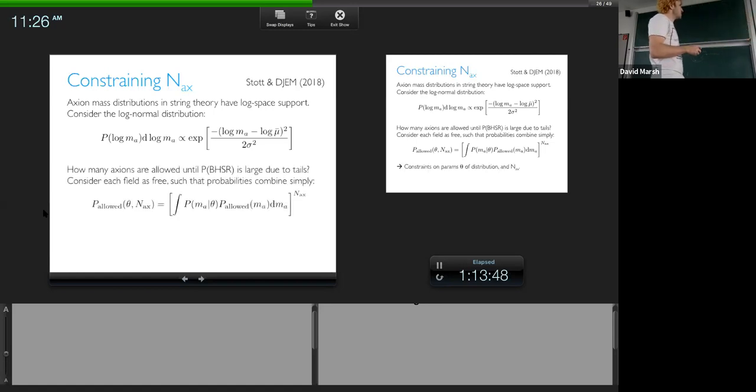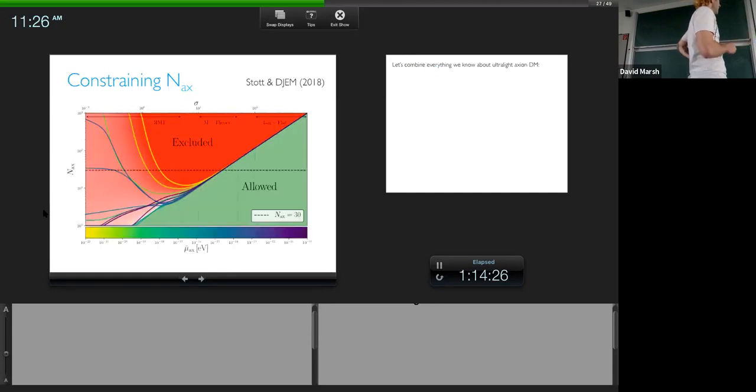And we computed that with some simple probability, using the usual AND rule for probability. So you write down the probability that your model with parameters theta and number of axions NX is allowed. It is the probability that a single axion is allowed, times the probability distribution function of m given the parameters theta. Here the parameters theta are mu bar and sigma. You just take the product of this with the number of fields that you have. You can compute the exclusion on NX and theta. So this is what we did.